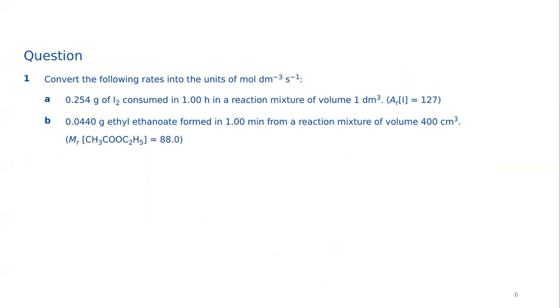The first one, I just take 0.254 over 1, right? Look at this unit here, gram. So you must divide by 2 times 127. So you get the mole.